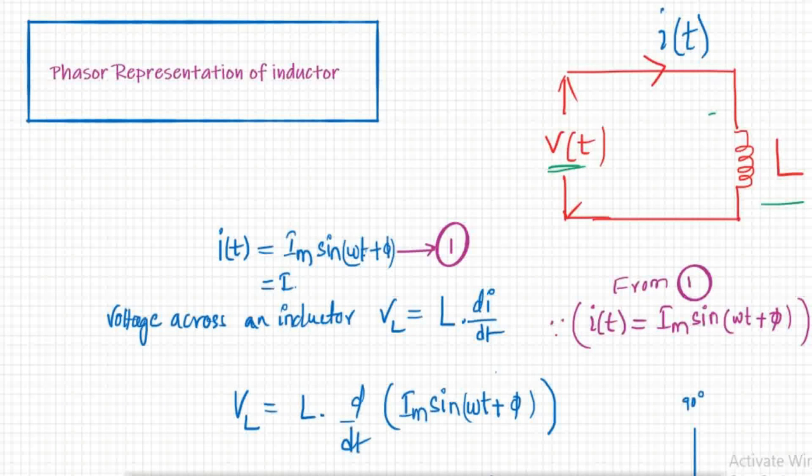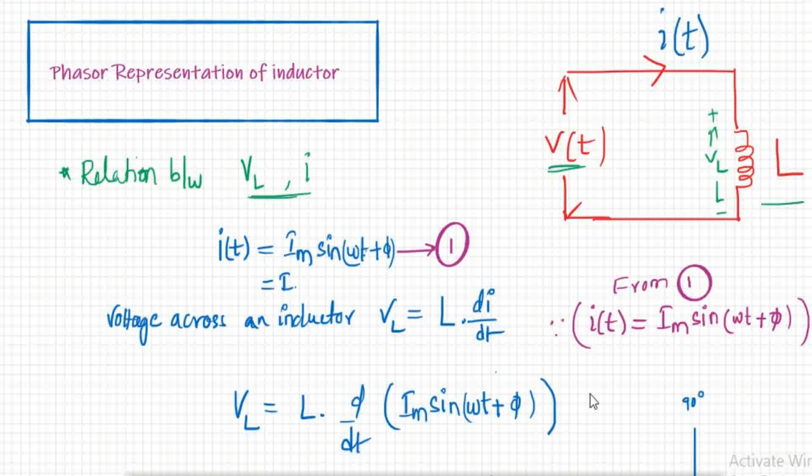Okay, and then we are going to find the voltage across this inductor VL. We are going to find the relation between VL, that is voltage across inductor, and the current through that inductor. And we are going to draw the phasors.